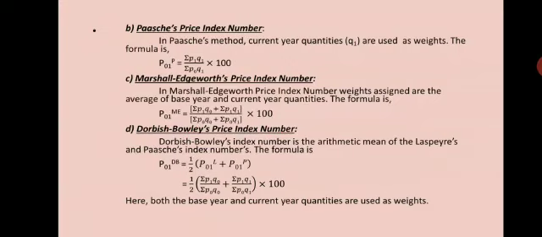One more point we have to remember here. In Dorbish-Bowley's price index number, in the first formula, that is P01 of Dorbish-Bowley equals half of P01 of last year's plus P01 of past year's, we have not multiplied by 100, because here to calculate Dorbish-Bowley's price index number, we used the final values of last year's and past year's index numbers, whereas in the second formula we used the prices and quantities of base year and current year.